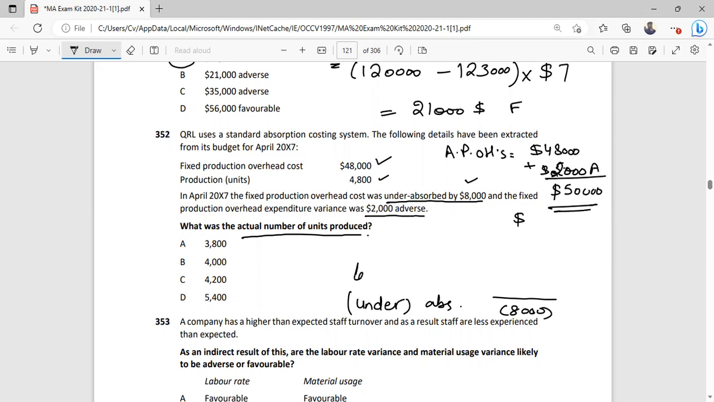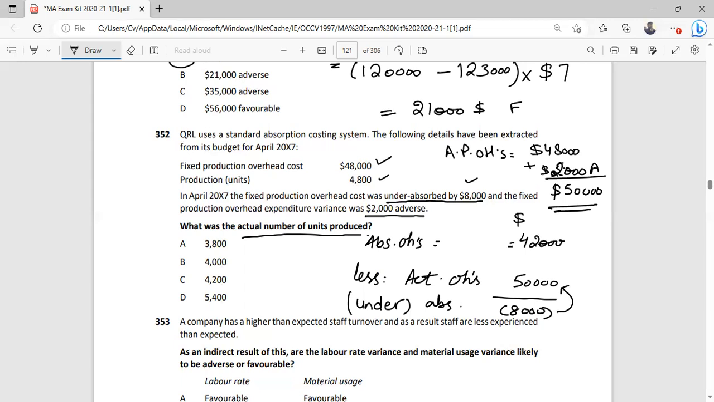So here, in the formula of under or over absorbed, actual overheads are 50,000. The missing value is absorbed overheads. If you are under absorbed by 8,000 and your actual overheads are 50,000, under absorbed means absorbed overheads are less than the actual overheads. By how much? You calculate the difference between the two values, and absorbed overheads are 42,000.